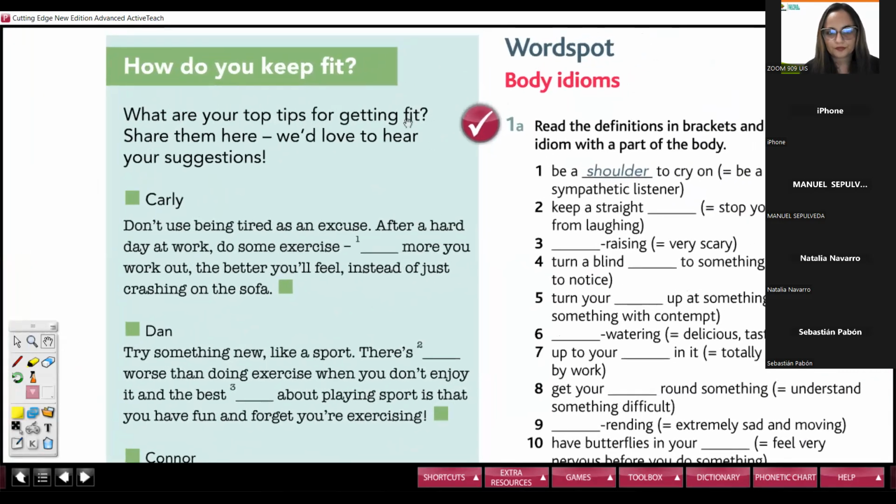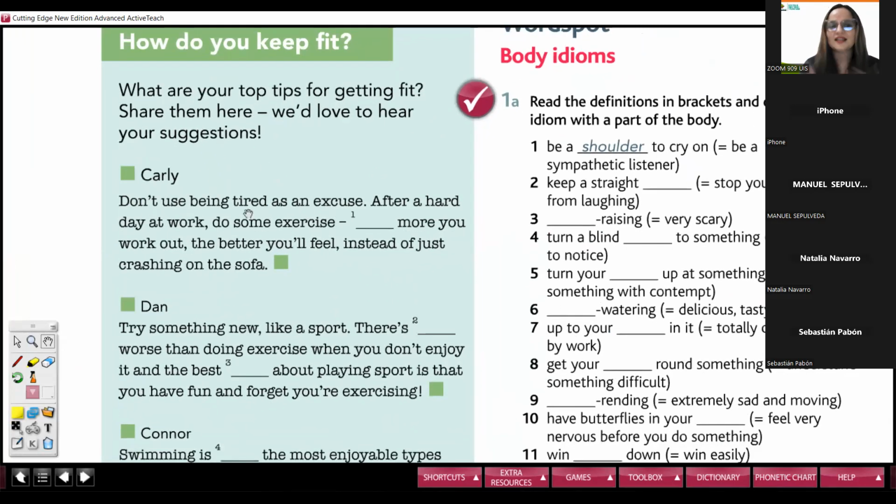Okay. How do you keep fit? What are your top tips for getting fit? Share them here. Would love to hear your suggestions. I'm going to do the first one and then I will ask you to read and help me with the others, okay?